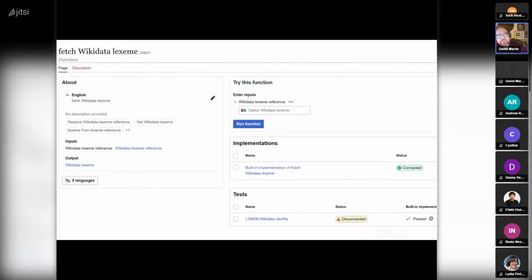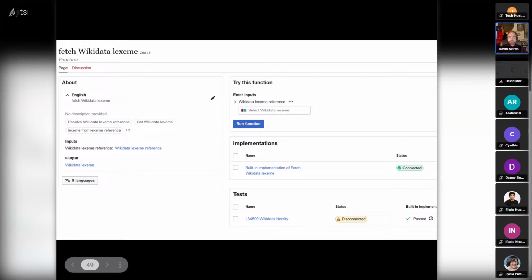Now let's look at the fetch function. The fetch function calls a Wikidata API to retrieve the content for a given lexeme in this case, and then transforms it into an instance of our lexeme type on Wikifunctions. As you can see, this function takes a Wikidata lexeme reference as an input, and each instance of Wikidata lexeme reference is just a tiny object that contains a Wikidata identifier, such as L1234, and that enables this function to reach out to Wikidata and pull back the entire content and return an instance of Wikidata lexeme.